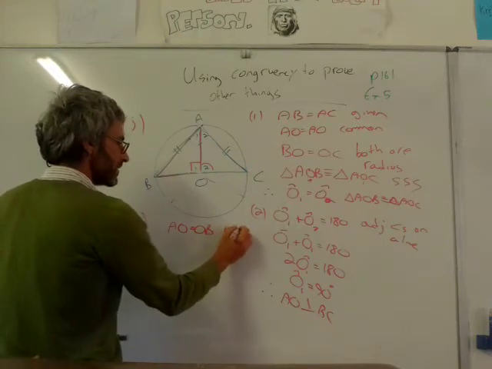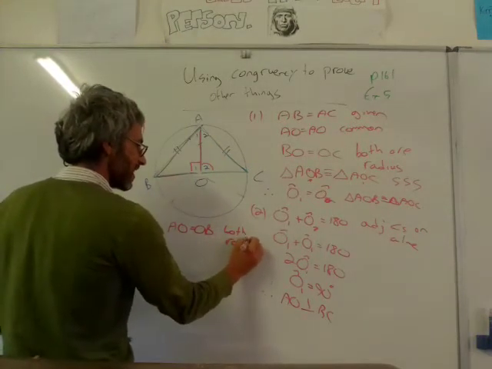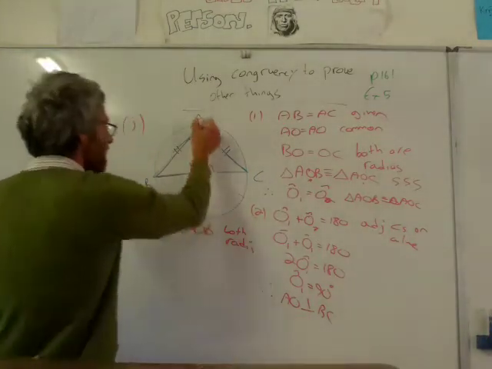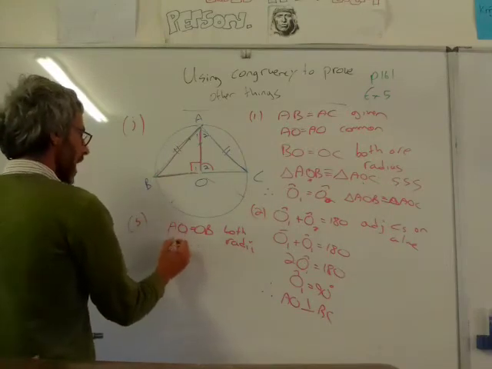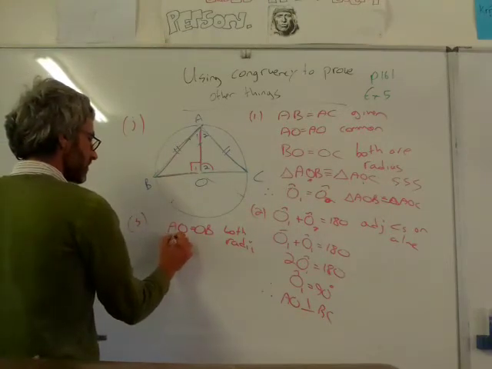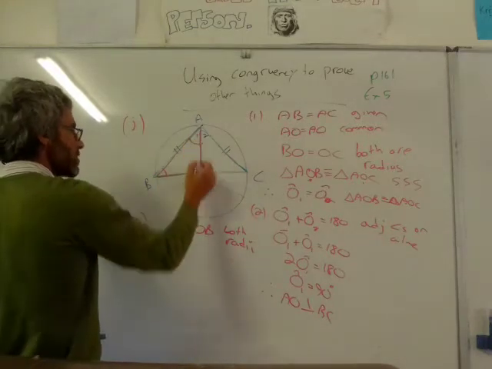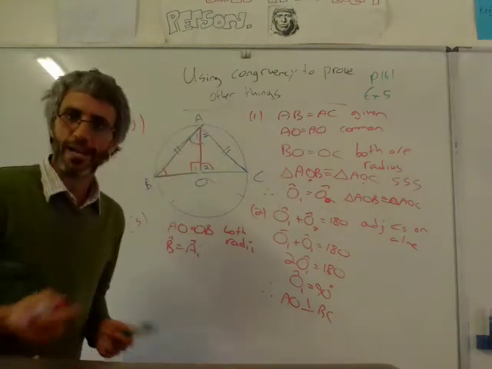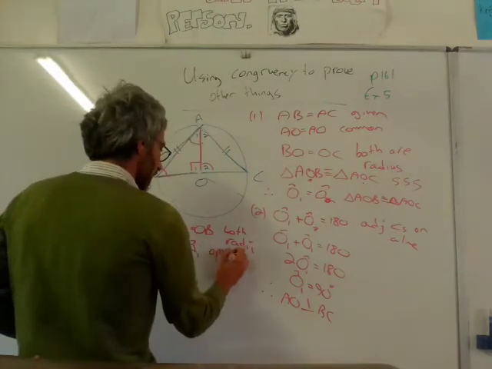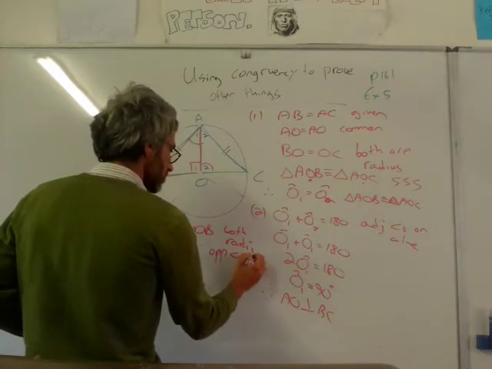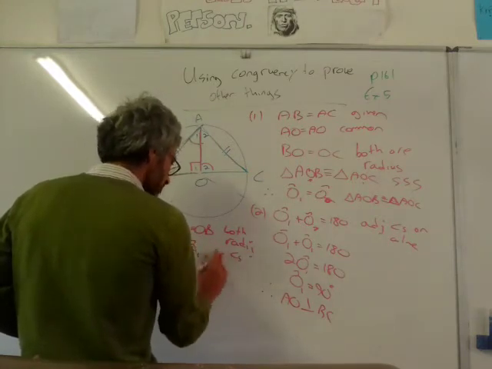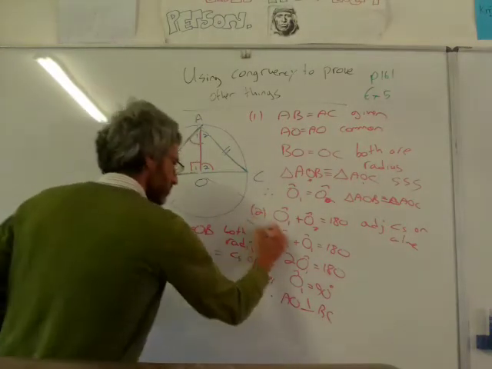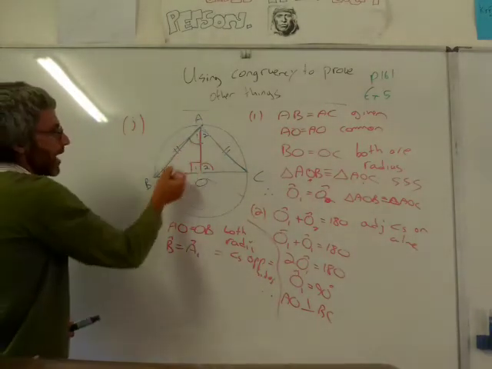Both radii. I think that's how you spell radii, R-A-D-I-I. Alright, so AO equals OB. Therefore, angle B is equal to angle A1. What's the reason for that? Because I've got equal angles opposite equal sides. Put a line here. So those two angles are the same.